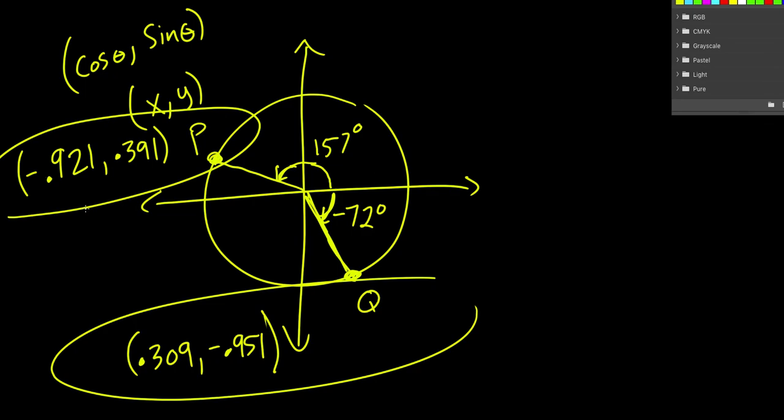Once again, it's just stressing that sine is y and cosine is x. Okay, and that should be it for that section.